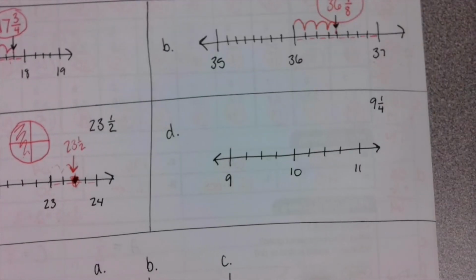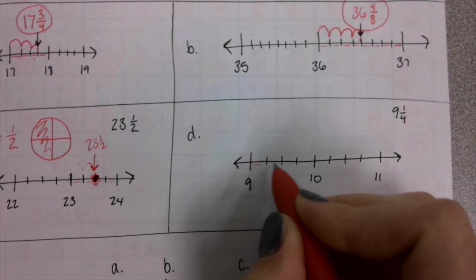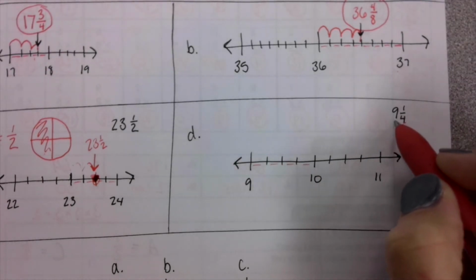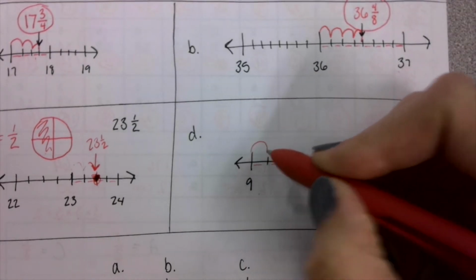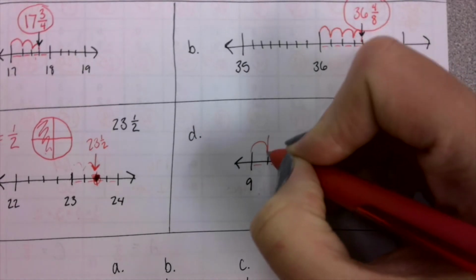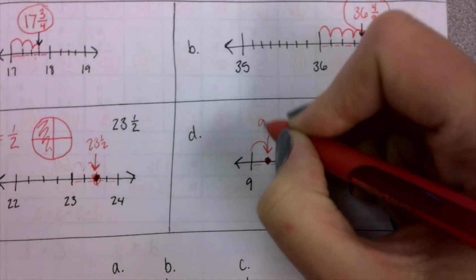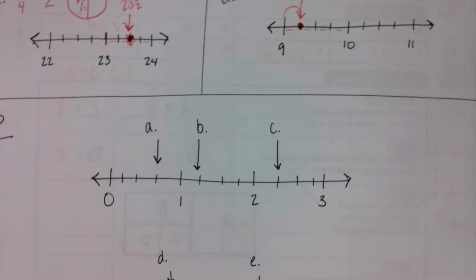Let's also try it with 9 and 1/4. See if there are 4 spaces. 1, 2, 3, 4. Good. There are 4 spaces. So I need to find the first one after the 9. So find a 9. Then the first one after that would be 1/4. So I'm right there. I put a big dot there. 9 and 1/4. Excellent. Lesson practice. Let's name a couple fractions here.